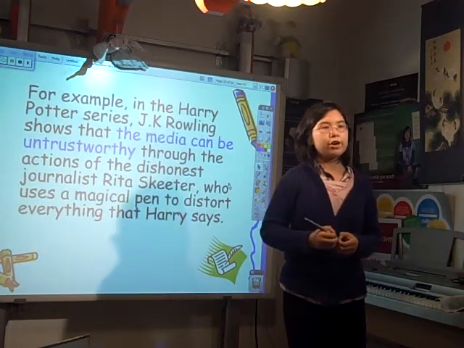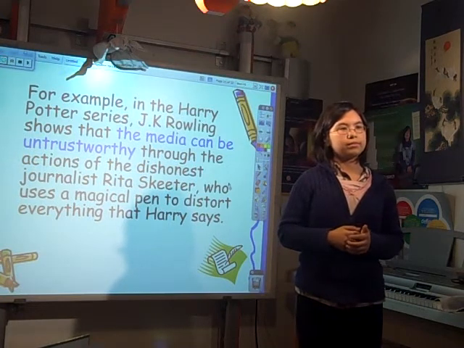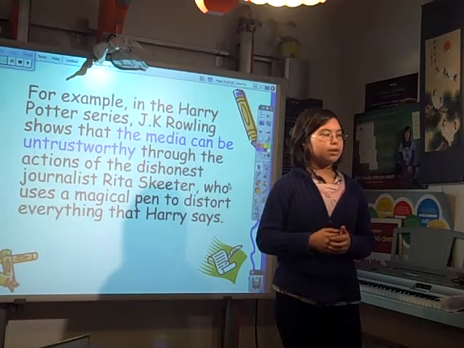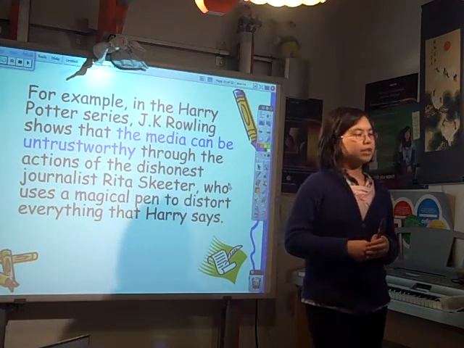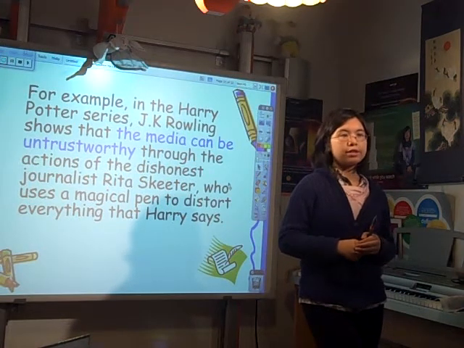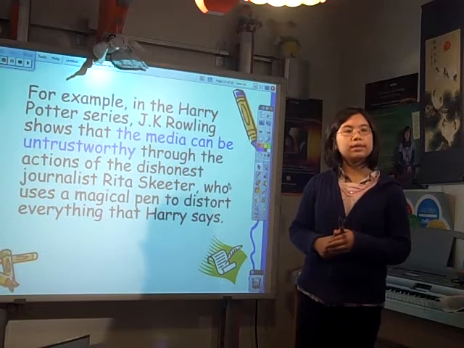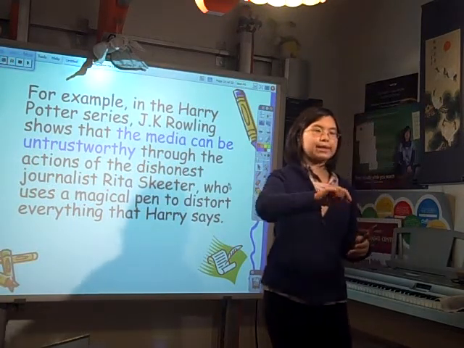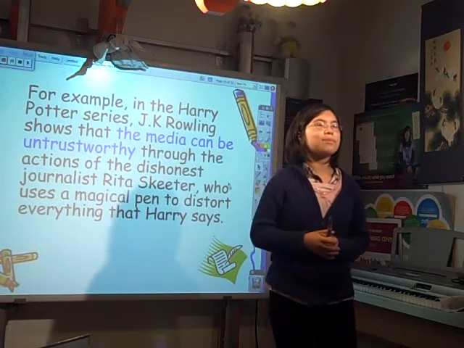So for example, in the Harry Potter series, does anyone remember Rita Skeeter? Yes, so Rita Skeeter is this dishonest journalist, for the rest of you guys who haven't come that far. Then J.K. Rowling shows that the media could be untrustworthy through the actions of the dishonest journalist Rita Skeeter, who uses this magical pen to distort everything that Harry says. So he says one thing, this magical pen writes another that will get readers, and it sounds very sensational.